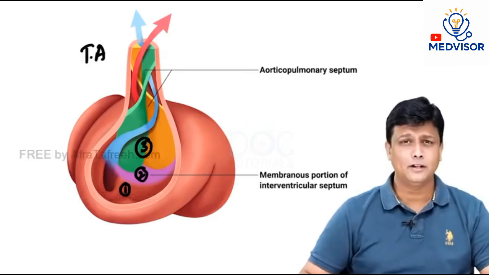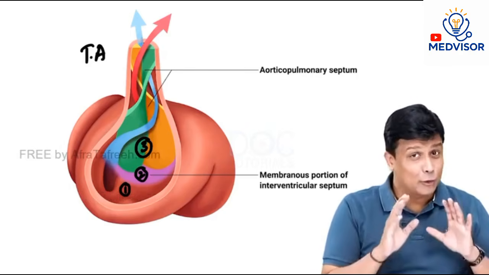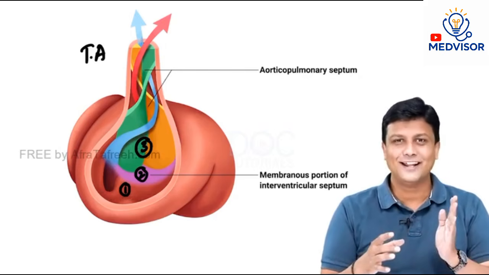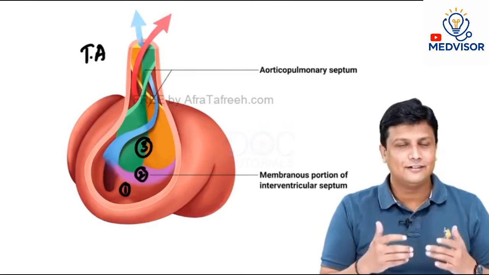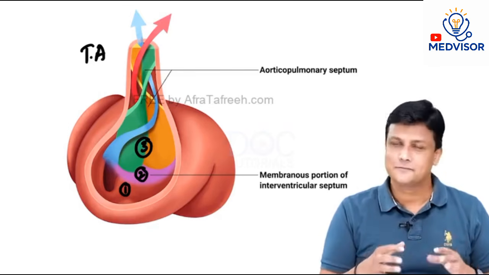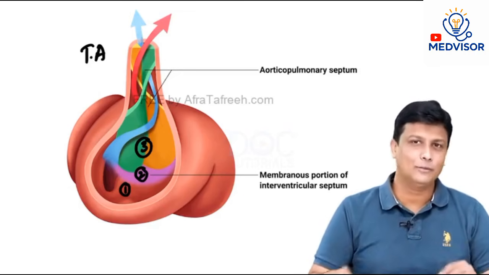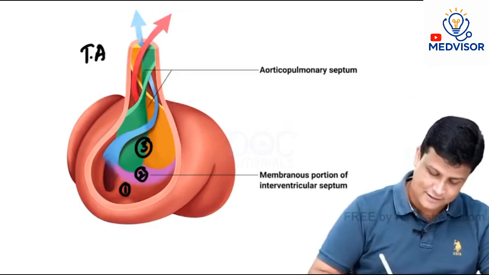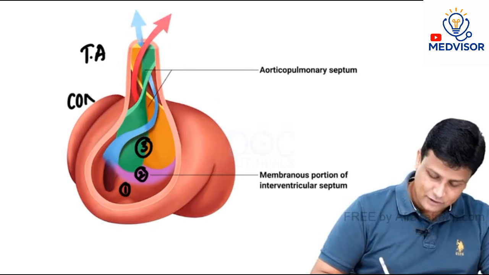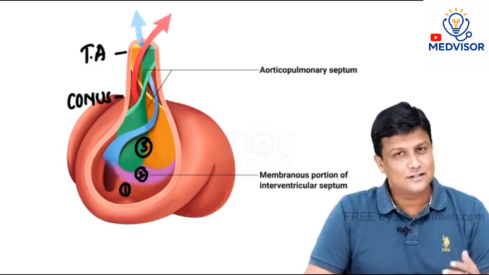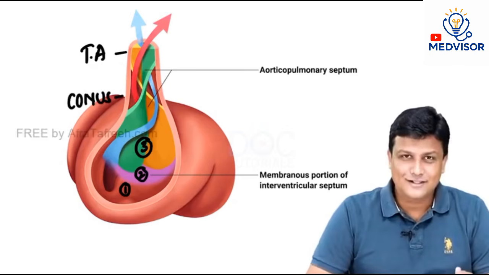I hope you all remember, during development of the heart, I told you very, very clearly, truncus arteriosus is going to form ascending aorta and pulmonary trunk. And where is the blood coming into those blood vessels? From your ventricles. And ventricle which part? Outflow part. Outflow part is developing from where only? The conus. So this part will be actually the conus. So truncus arteriosus, and just beneath that we will be having the conus.